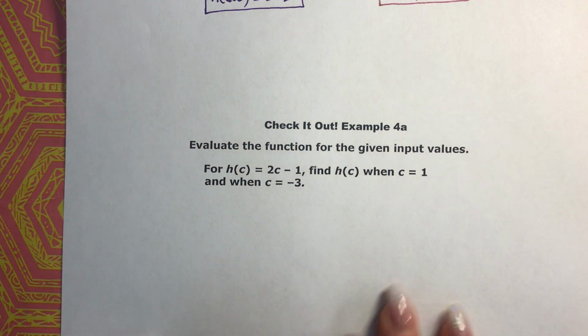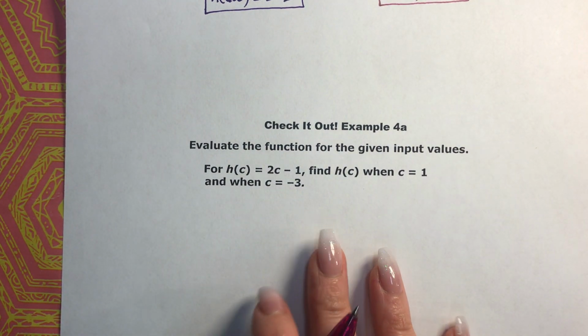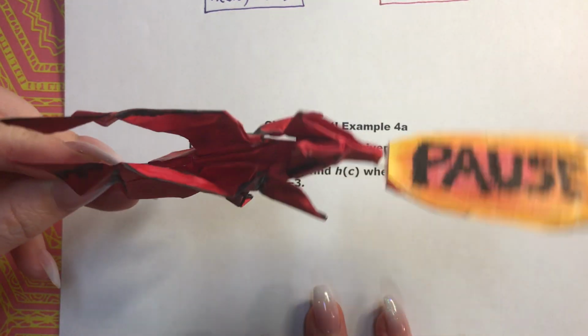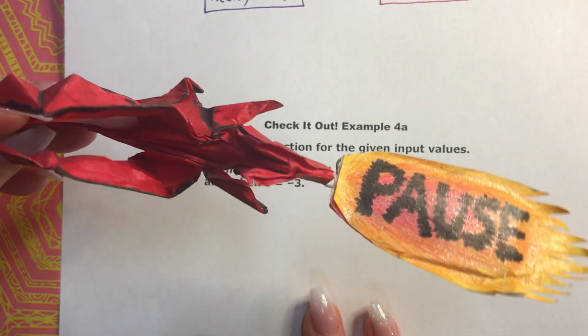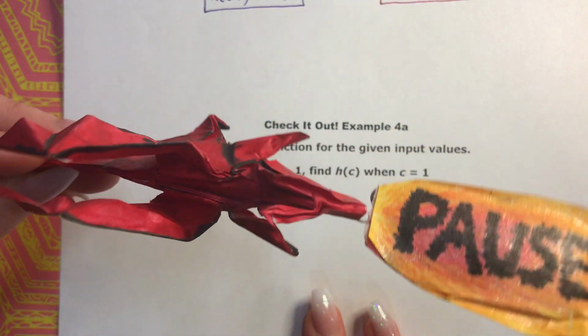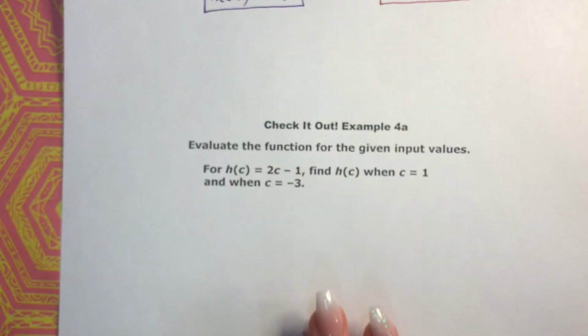Perfect. So now it is time for you to check it out. I want you to try this on your own. So here is my friend the pause dragon. He'll remind you to pause your device, check out example 4a, and then when you get done, press play and we'll go over the answers together.